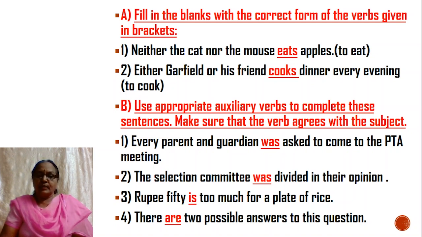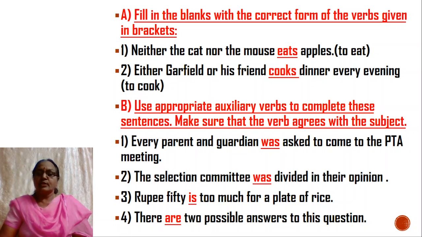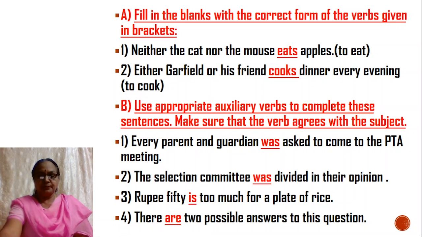Fourth one, there dash two possible answers to this question. There, you've got two possible answers. So here we have plural form here. So you are adding are. There are two possible answers to this question.